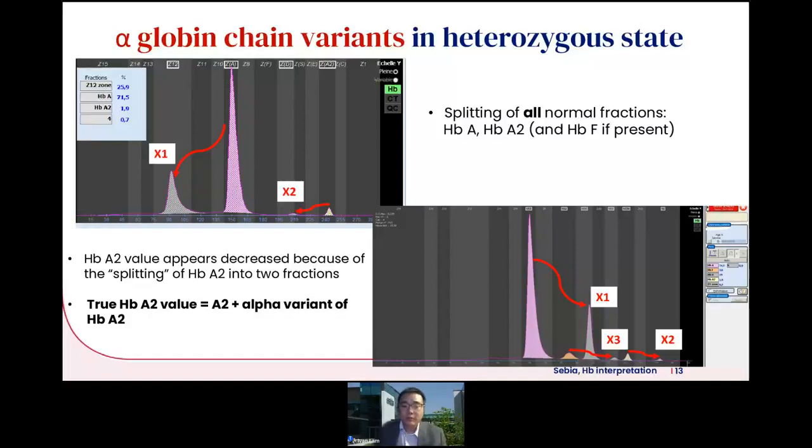So whenever you want to make a diagnosis of alpha globin chain variants, this equidistance shifting and splitting would be something that's very signature to alpha globin chain variants. Right. So reminder again, remember that the true hemoglobin A2 value is always the combination of the normal hemoglobin A2 and whatever is the variant, be it an alpha chain or be it a delta chain.